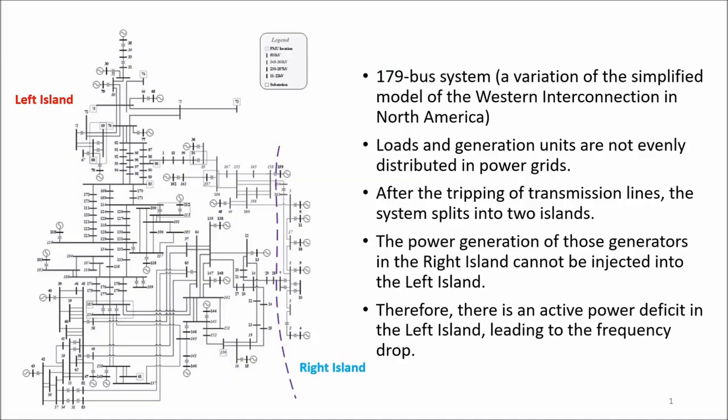The left-hand side figure is the 179 bus system, which is a variation of the simplified model of the Western interconnection in North America. Loads and generation units are not evenly distributed in power grids. After the tripping of transmission lines, the system splits into two islands. The power generation of those generators in the right island cannot be injected into the left island. Therefore, there is an active power deficit in the left island, leading to the frequency drop.